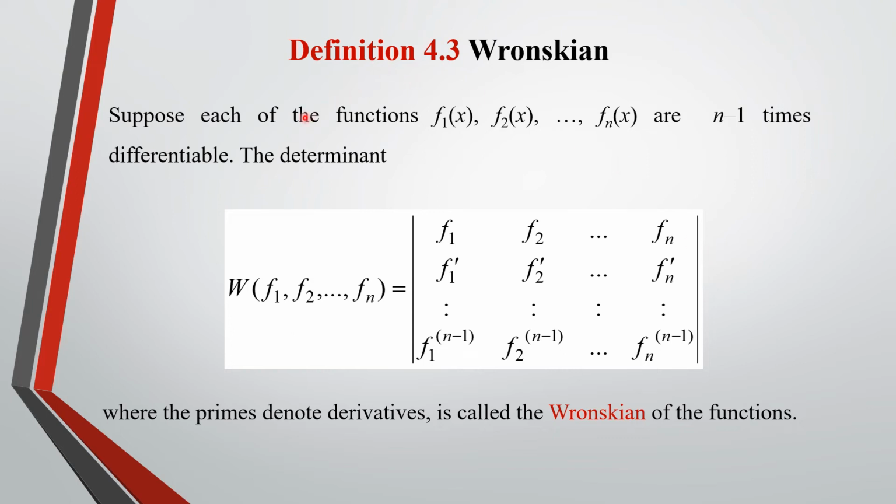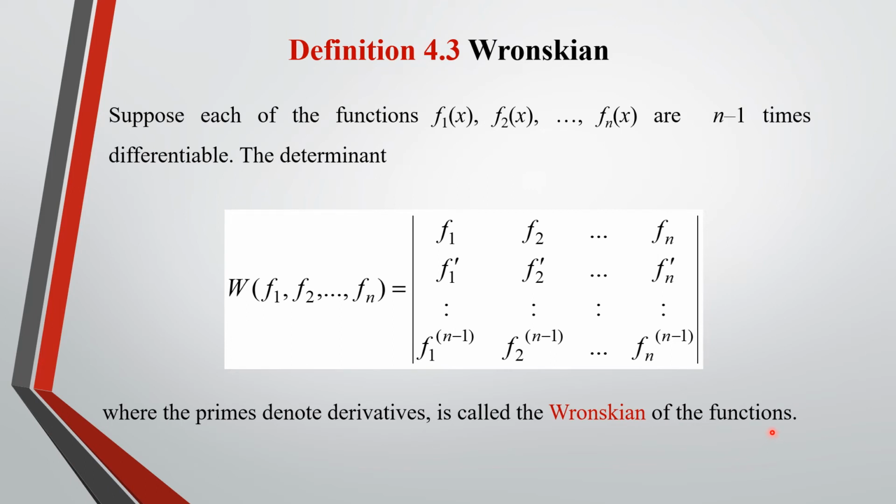Definition 4.3. Suppose each of the functions f1, f2 until fn are n minus 1 times differentiable. The determinant W of f1, f2 until fn is given by this form, where the primes denote derivatives, and is called the Wronskian of the functions.